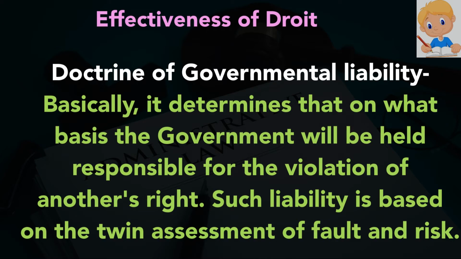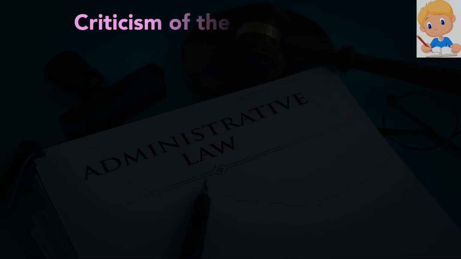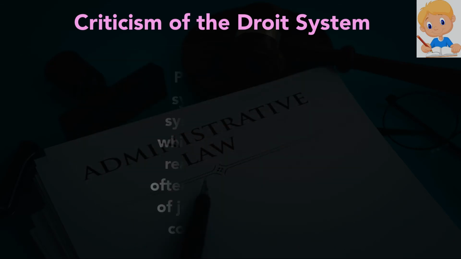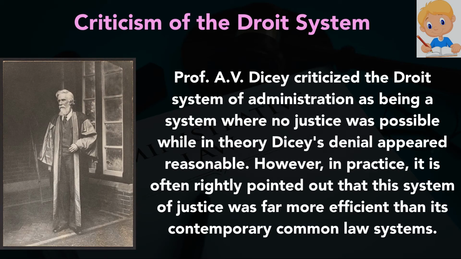Okay, so now if we discuss something about the criticism, though the Droit system was so effective as we have discussed, there is certain criticism, but that criticism again led to its advantages that we will discuss. Okay, so it was Professor A.V. Dicey who criticized the Droit system of administration as being a system where no justice was possible, while in theory Dicey's denial appeared reasonable. What this sentence is saying is that though he repudiated the system, this view was reasonable. However, in practice, just pay attention.